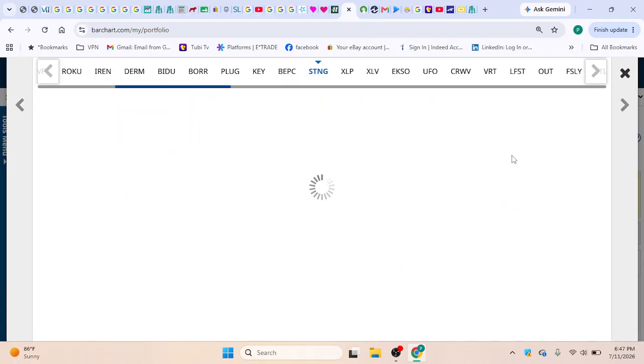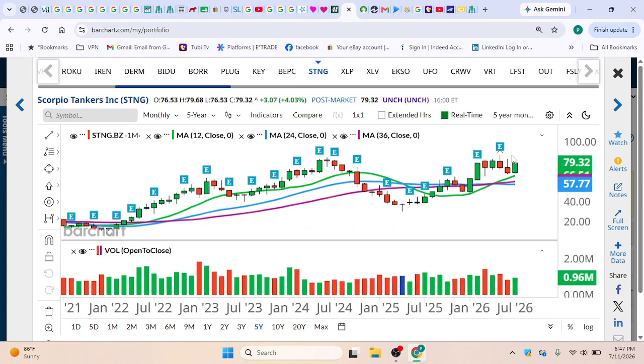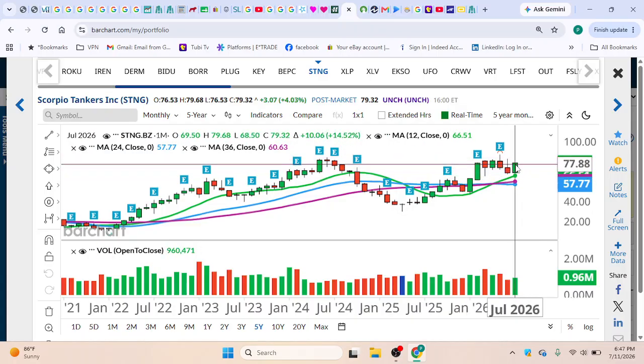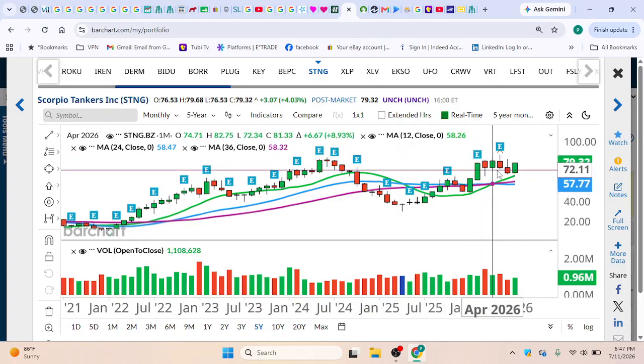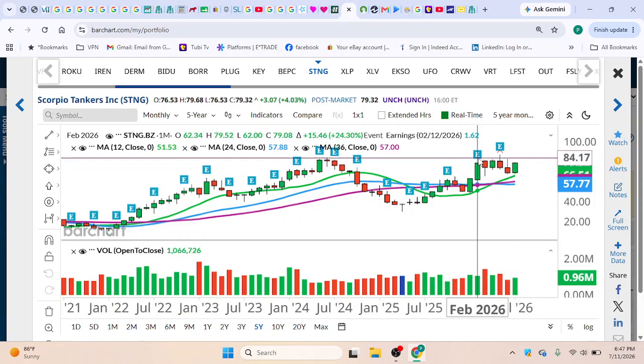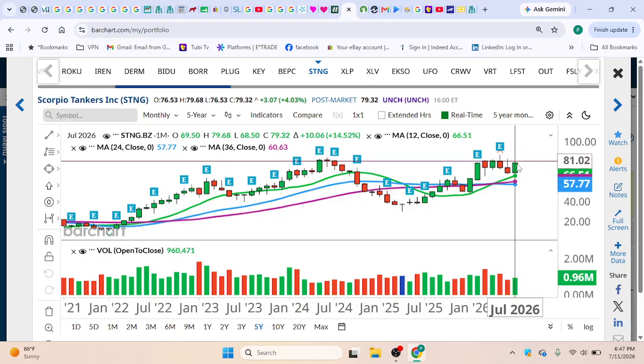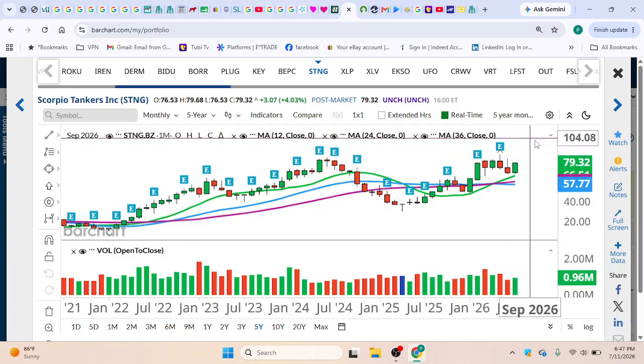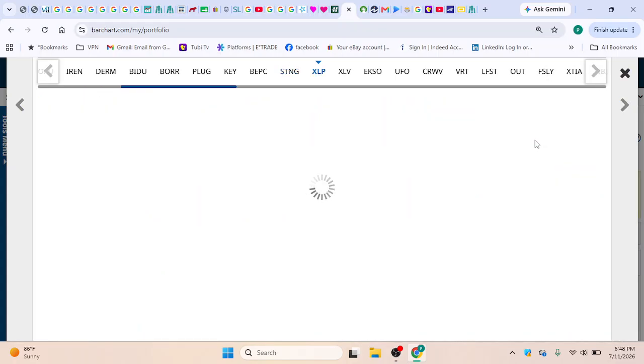Brookfield, no. Scorpio Tankers is a possibility with this reversal up in July. This is an oil tanker company. I don't know why that would all of a sudden pop up like that, but that's a possibility. If that starts making new highs, that could go up to $100 or more. So that's one to watch.